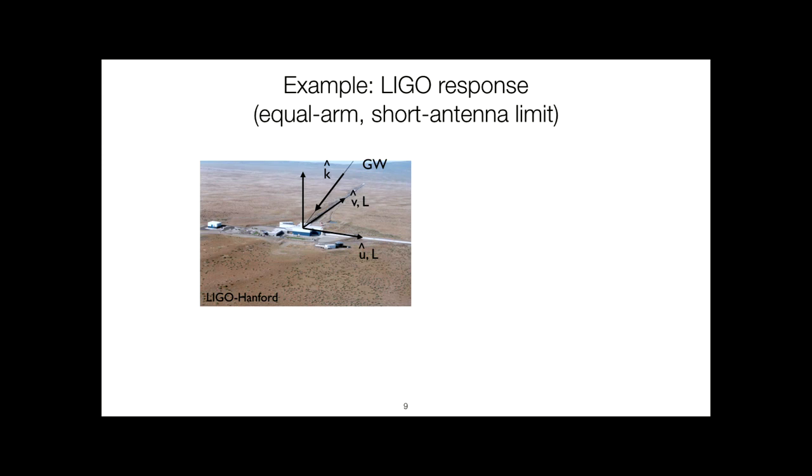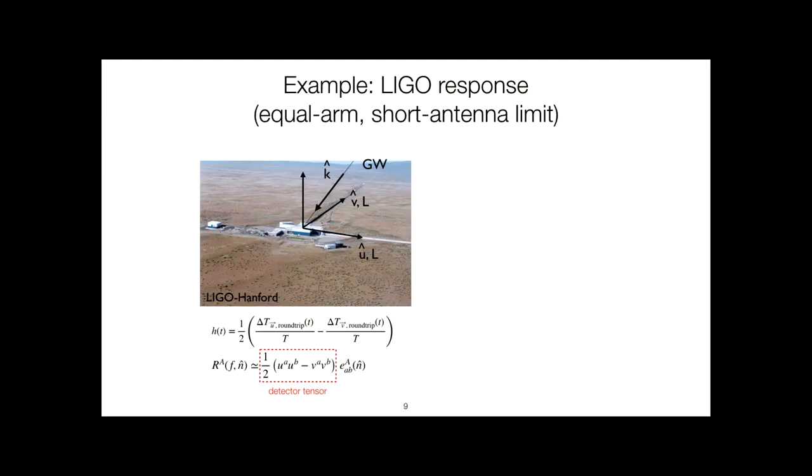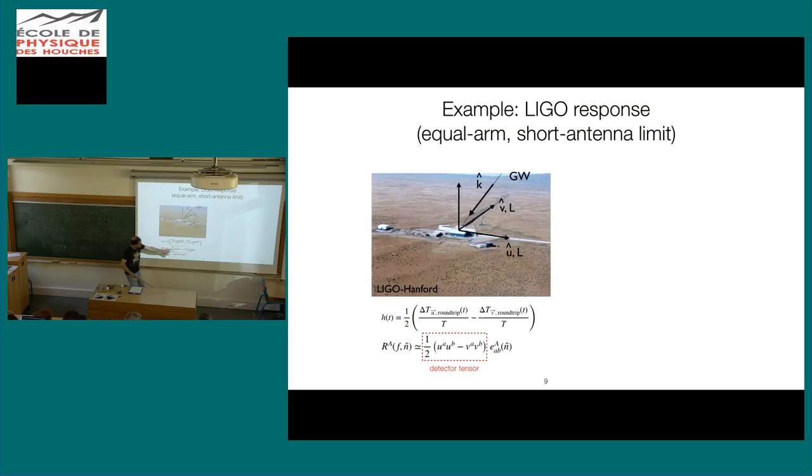So that was the timing response for pulsar timing. For LIGO, in the short antenna limit or the long wavelength limit, the response is actually simpler. You don't have to worry about these 1 over 1 plus n dot u terms and things like that. You can write the response tensor in this simple way here, u and v being unit vectors along the direction of the two arms of the interferometer, and e^AB being the polarization tensor. So that's the detector tensor.